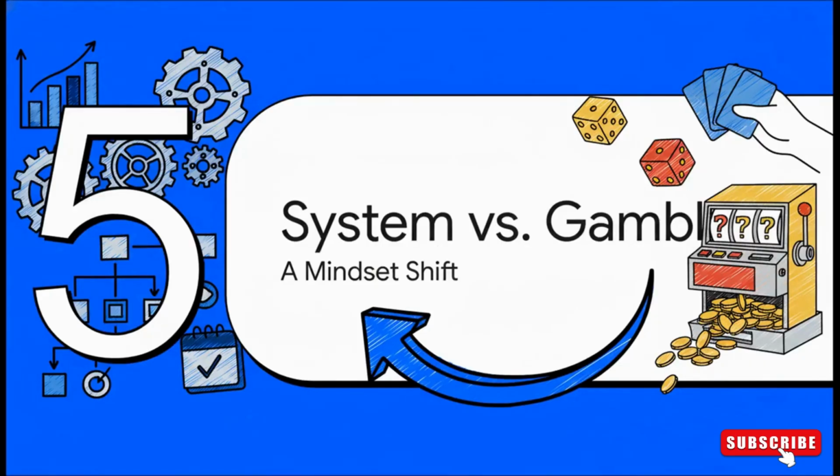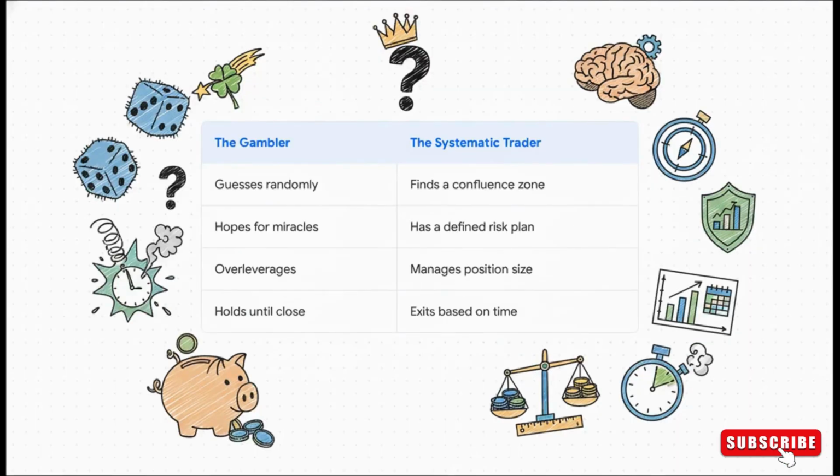All right, let's bring this all home. What we've really been talking about this whole time isn't just one strategy. It's about a fundamental shift in your mindset. It's about making a conscious choice to stop playing the slot machine and start acting like a professional who runs a disciplined, process-driven business. And this table just lays it out, plain and simple.